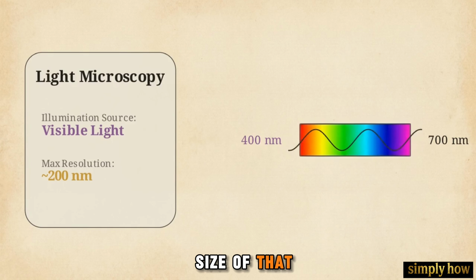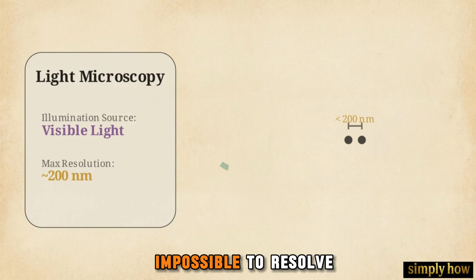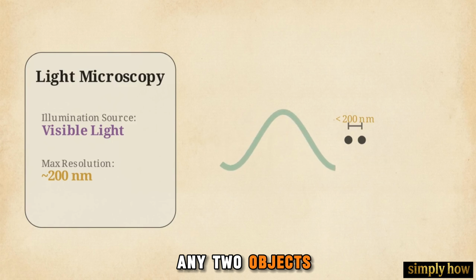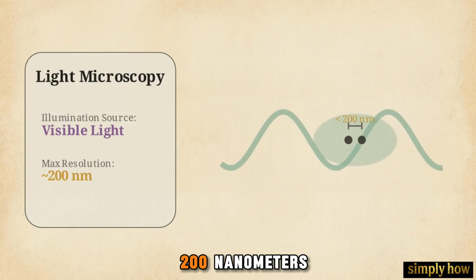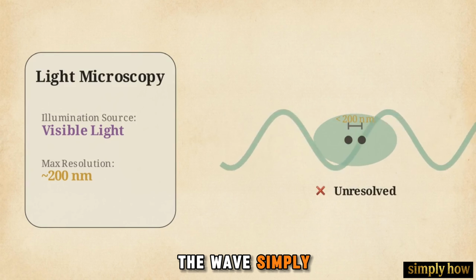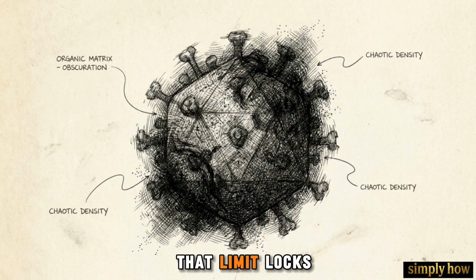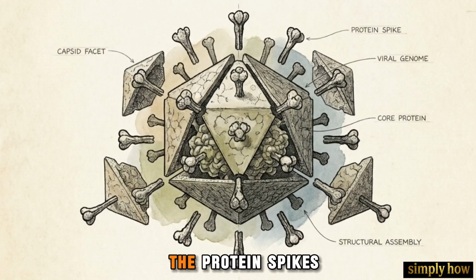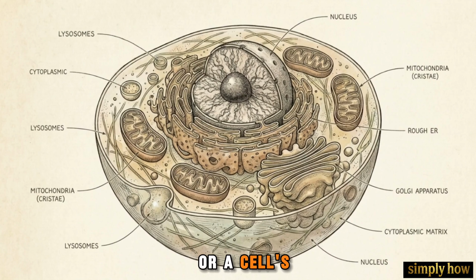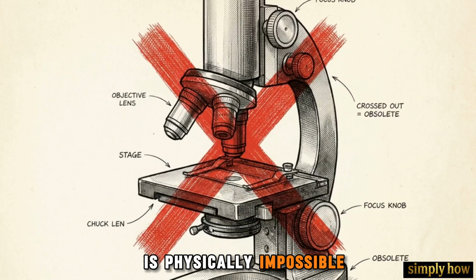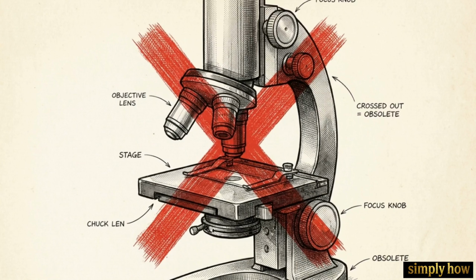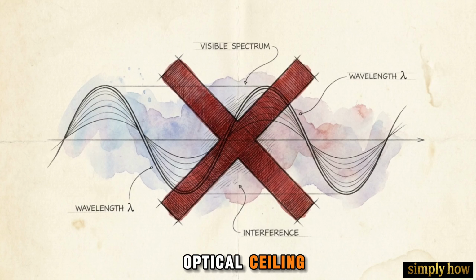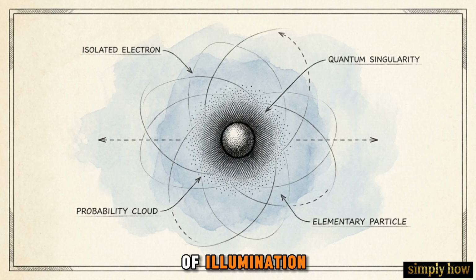Because of the size of that visible light wave, it is physically impossible to resolve any two objects that sit closer together than about 200 nanometers. The wave simply washes over them. That limit locks us out of the nanoscale. Seeing individual atoms, the protein spikes on a virus, or a cell's internal machinery is physically impossible with traditional optics. To bypass this optical ceiling, we have to completely abandon the photon and find a much smaller source of illumination.